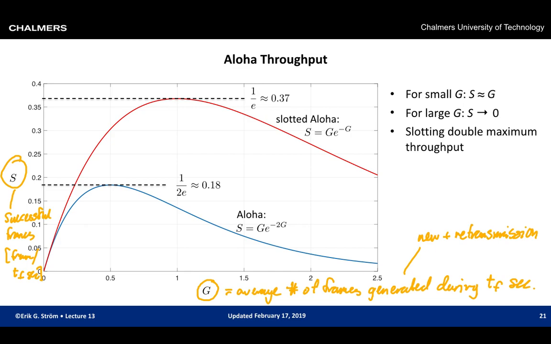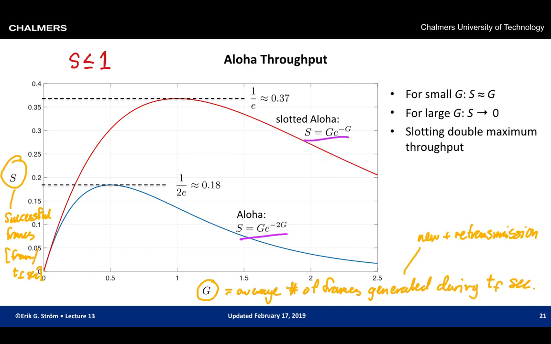So in the best of the worlds, we get 1 frame through every TF seconds. That would be the perfect thing, right? Then for every frame duration, we have 1 successful packet. We cannot have more than that, because then things will collide for sure. So for sure, S must be less or equal to 1, always. It will be equal to 1 if we have perfect coordination. But since we don't have perfect coordination, it will be less than 1. So as G increases, S increases also. For slotted ALOHA, it follows this curve, and this is for regular ALOHA, pure ALOHA. And it follows these curves, right?